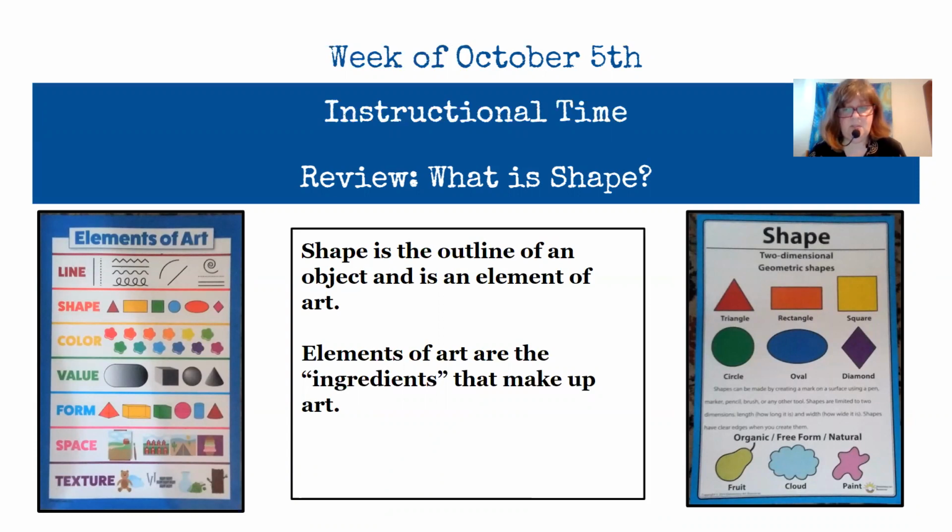And we talked about several shapes. We talked about the circle, remember? We talked about a square. We talked about triangles, rectangles, ovals, and diamonds. And we also talked about organic shapes, which would be like a leaf or a flower or a starfish.